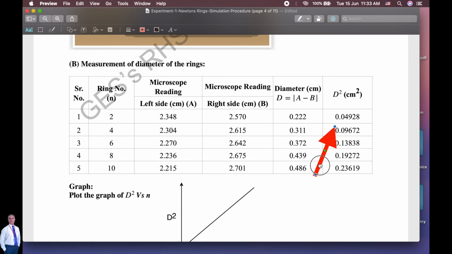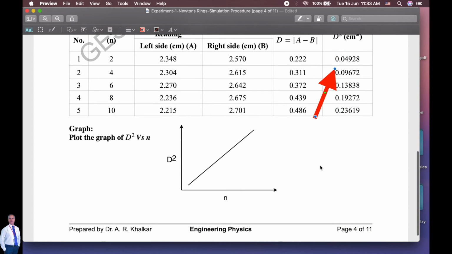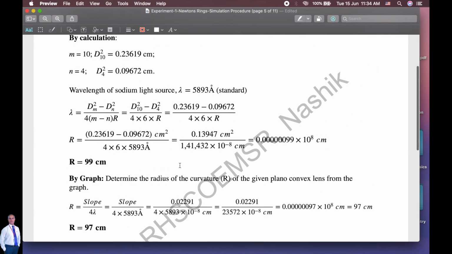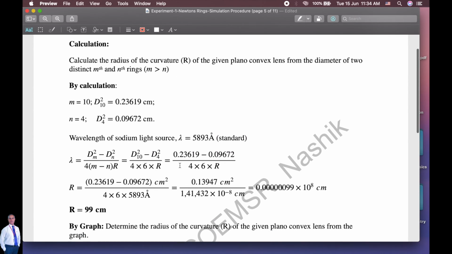Now the plotted graph. What is the graph? Diameter square versus number of rings. So you will get such a kind of straight line, inclining. So a linearly increasing straight line you will get. Okay, so this is the graph you can plot. Now let's go to the next page. This is the sample calculation. For the sample calculation, look at here.